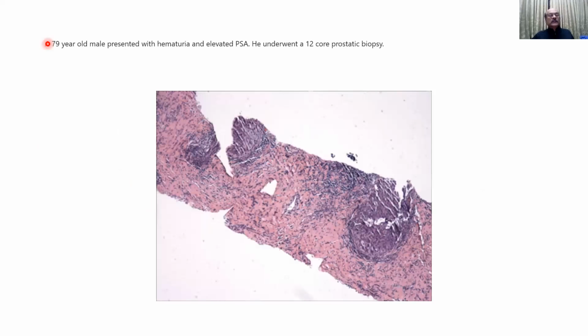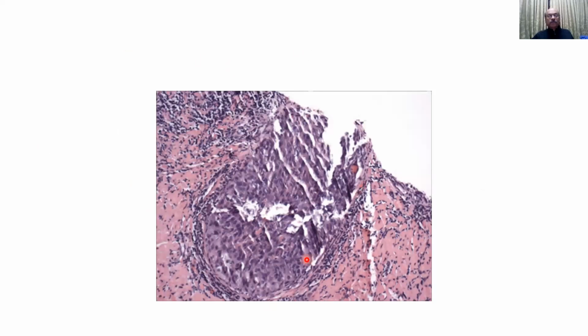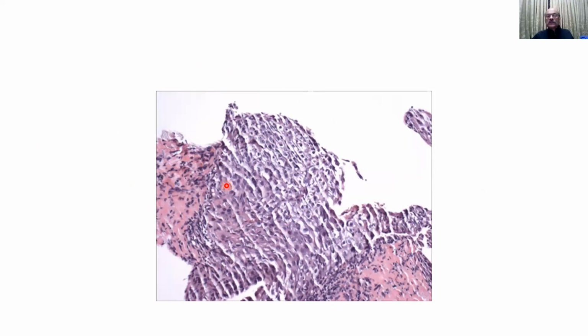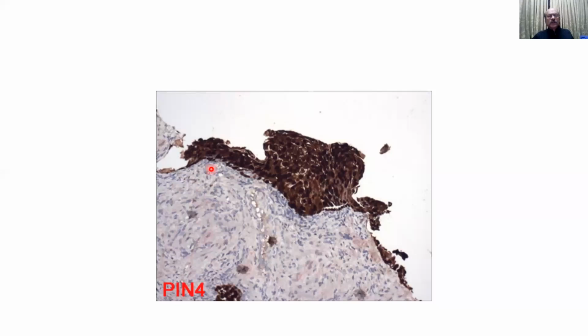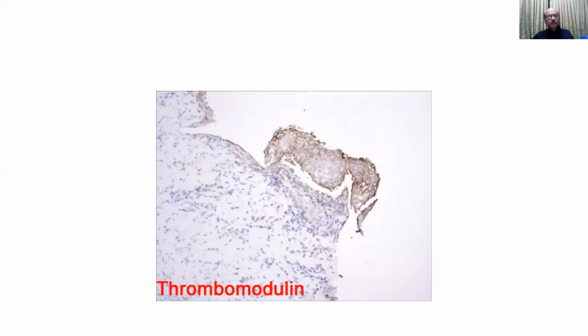A 79 years old male presented with hematuria and elevated PSA. He underwent a 12-core prostatic biopsy. This is the tumor and it looks like urothelium, and the prostatic basal cell markers are positive. Thrombomodulin is also positive.